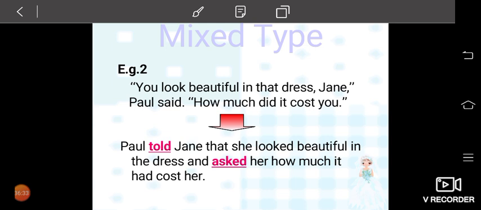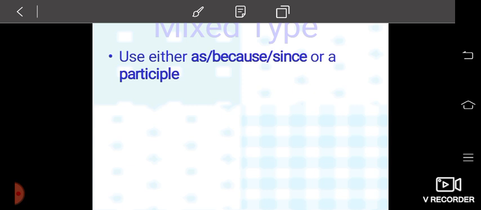What is the direct sentence? You look beautiful in the dress, Jan. So, Paul said, how much did it cost you? So, the indirect speech is Paul told Jan that she looked beautiful in the dress and asked her how much it had cost. In this sentence, we have used two types of sentence. One is an exclamation sentence. Another one we are using is an interrogative sentence also here.